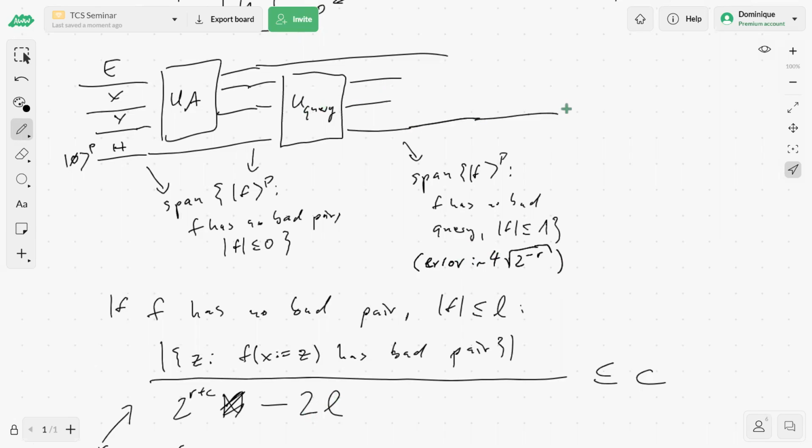And the last thing that is of interest is invert. So what happens if we do an invert query? Well, the invert query will map cat f into cat f to the minus 1. So it becomes this invariant, but saying f to the minus 1 has no bad pair. But f to the minus 1 has no bad pair if and only if f has no bad pair, because it's a symmetric definition. So we actually get that the invariant is just preserved by invert queries.